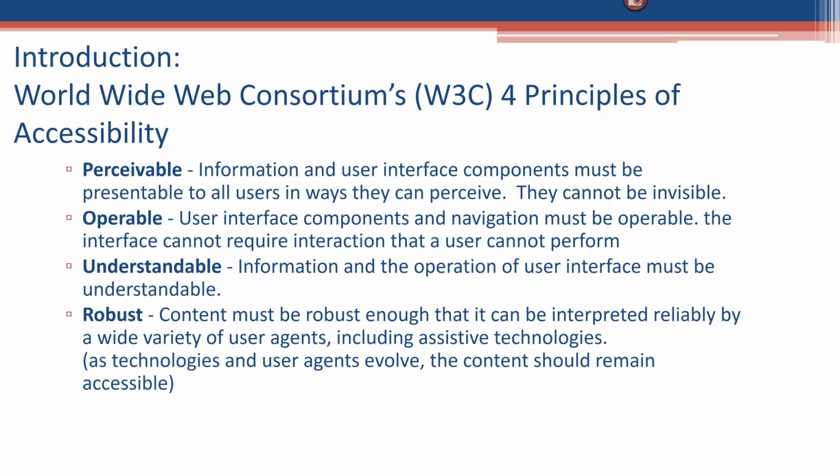Third is understandable. Information and the operation of user interfaces must be understandable. This is a really pretty simple concept that can get really convoluted if you start trying to pick apart legislation. Basically, people need to be able to understand and navigate in a logical manner around websites. And then finally, robust. Content must be robust enough that it can be interpreted reliably by a wide variety of user agents, including assistive technologies. As technologies and user agents evolve, the content should remain accessible.